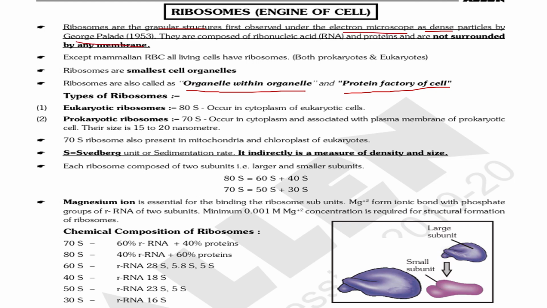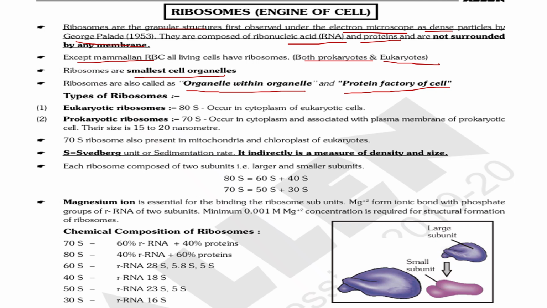Ribosome was discovered by George Palade and they are composed of two things. First one is RNA, ribonucleic acid, and another one is protein. Except mammalian cell, all living cells have ribosomes, prokaryotes as well as eukaryotes. So ribosomes are the smallest cell organelles.